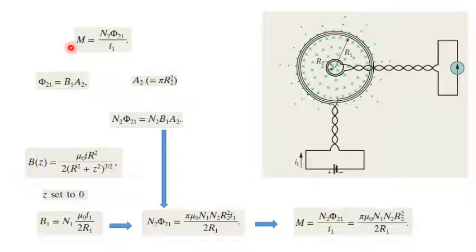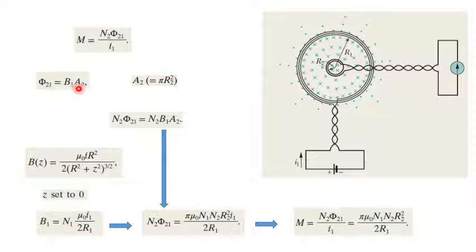We say that the mutual inductance would be the linked flux by coil 2, which is N2 multiplied by phi 21, over the current in the first coil I1. So phi 21 equals the magnetic field induced by coil 1, B1, multiplied by the area of coil 2, A2. The area of coil 2 can be obtained as pi R2 squared. So this is the area A2.